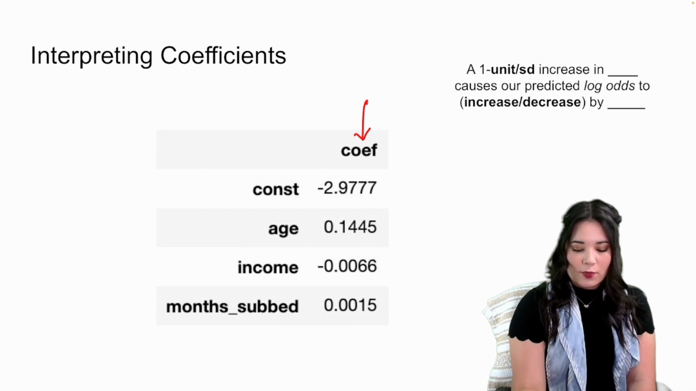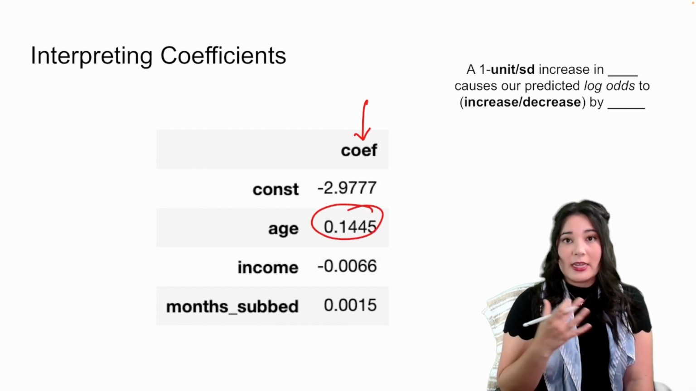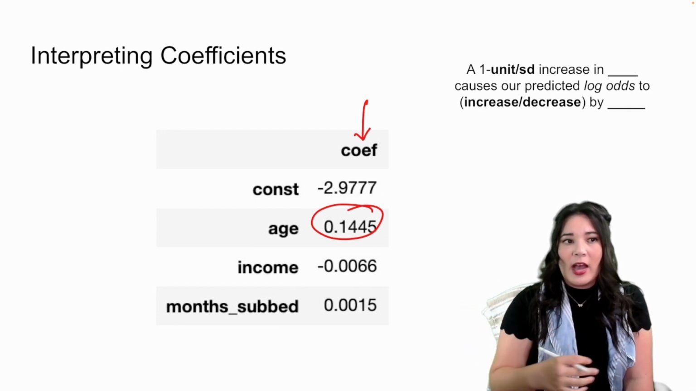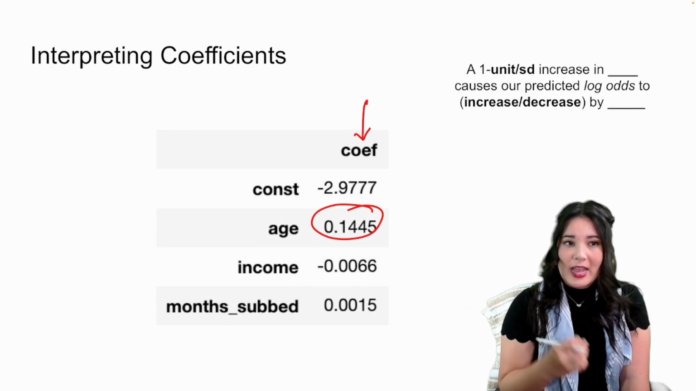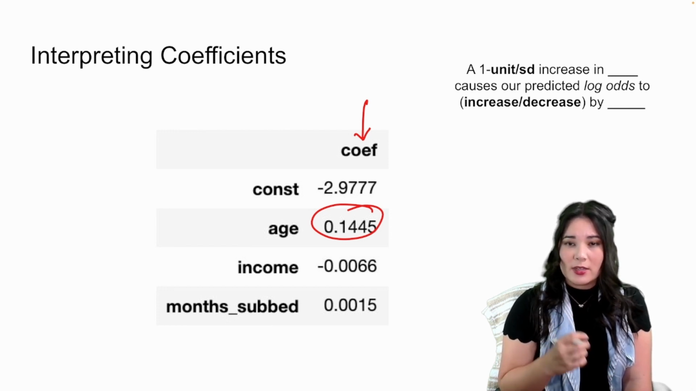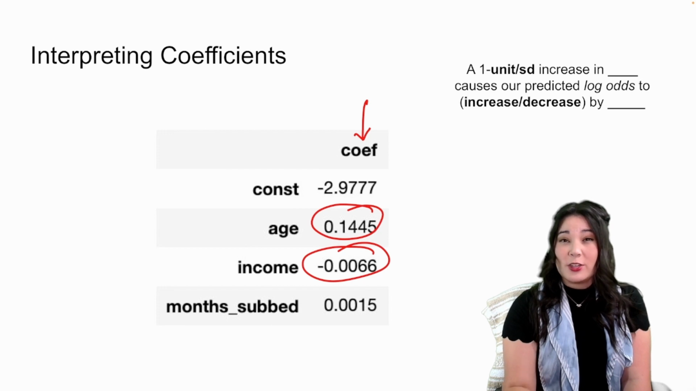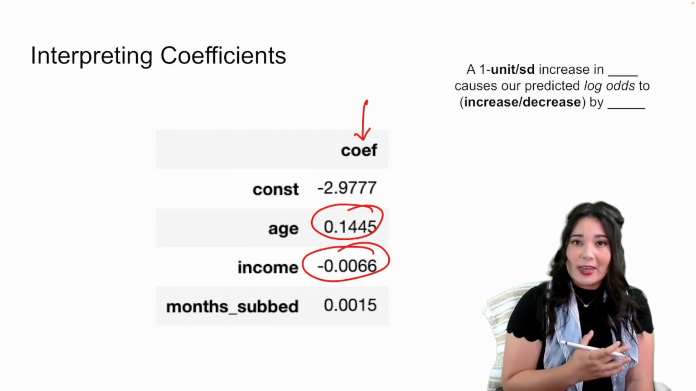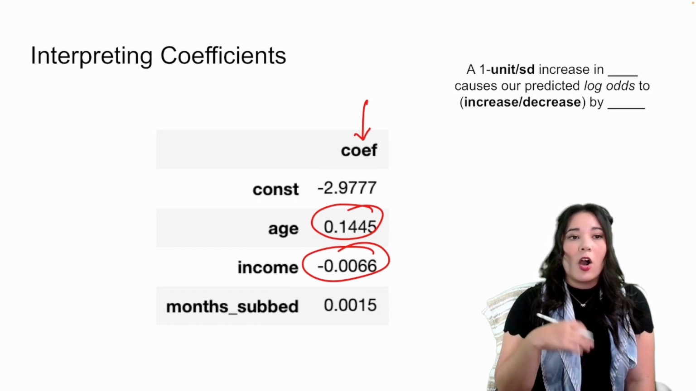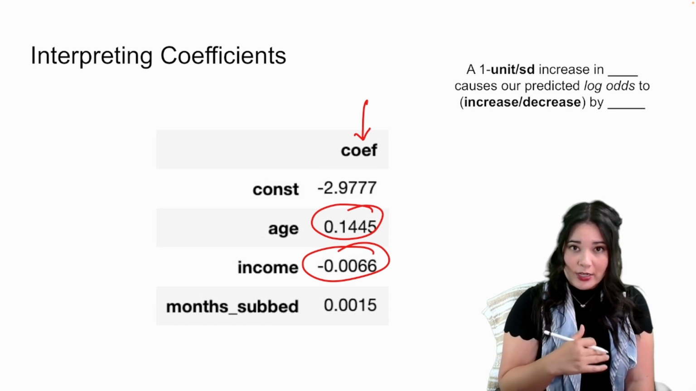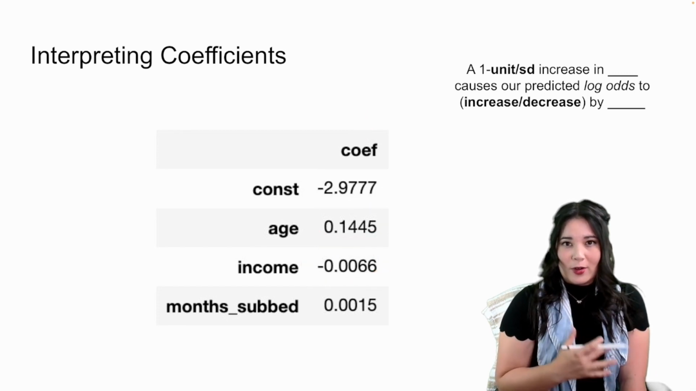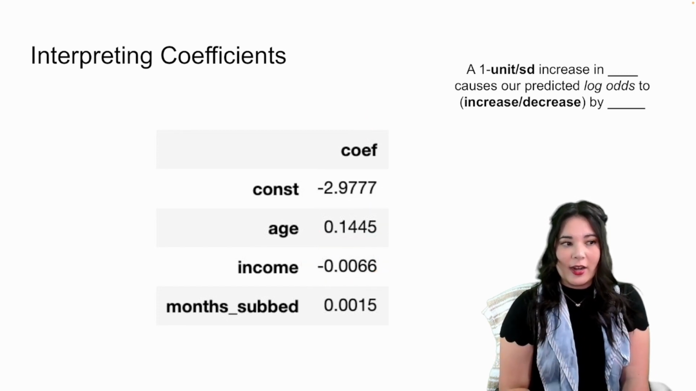So for instance, for age, we would say that an increase in 1 unit, so maybe a standard deviation, maybe a year, an increase in 1 unit in age causes our predicted log odds to increase by 0.14. Similarly, we could do that for income. We can say as income increases by 1 unit, whether or not that's a standard deviation, our predicted log odds decrease by 0.006.